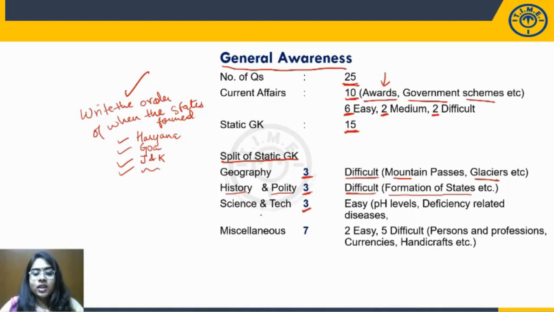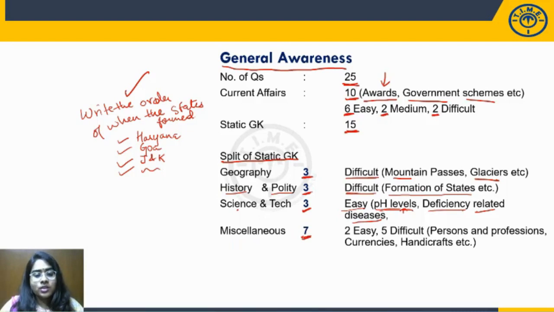You then had 3 questions from the science and technology topic. These were easy. There was one question on the pH levels of the rivers or the oceans and how that affects global warming. There was one question on deficiency related diseases, etc. So these were the type of science and technology related questions.